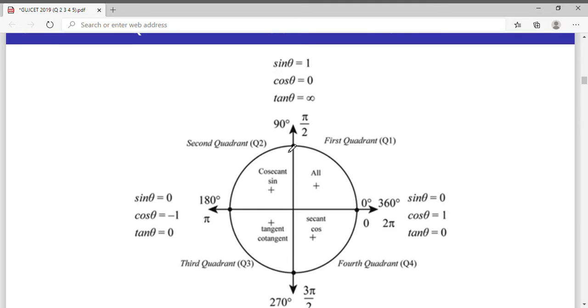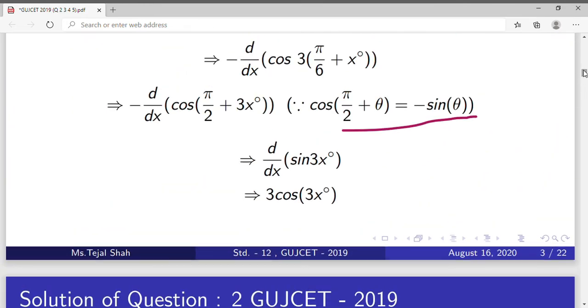So for π/2 + θ, what is the sign of the cos function? Cos function is negative here. So cos(π/2 + θ) is in the second quadrant, and in the second quadrant the cosine function is a negative function. And because of π/2, cosine is converted into sine function. So cos(π/2 + θ) is nothing but −sin θ.